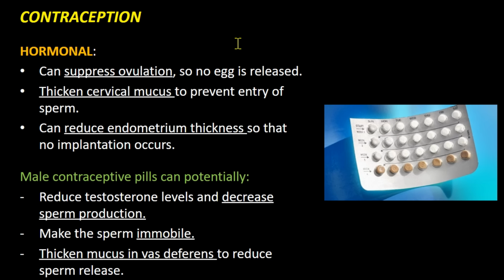Hormonal methods of birth control, or birth control pills, have different modes of action. This could include suppressing ovulation, so no egg is released at all, or thickening the cervical mucus so that it acts as a barrier for sperm cells and they cannot enter the uterus. It can also help to reduce endometrium thickness so that no implantation occurs. Basically, there's no soil to plant the seed.